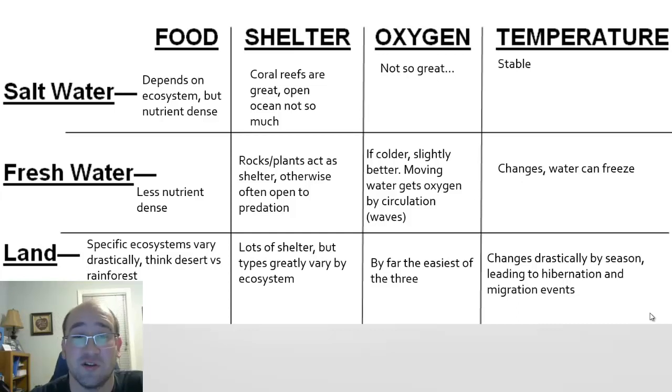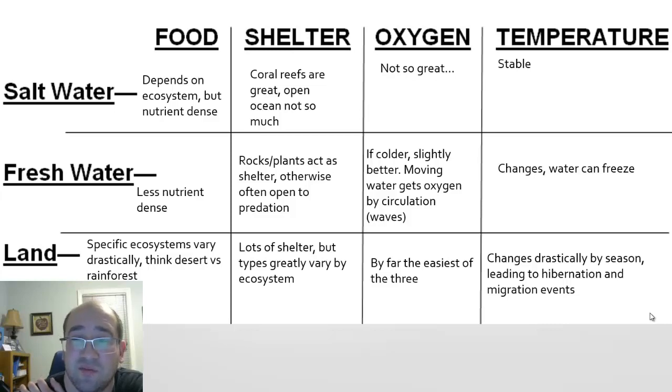Then you've got shelter. Saltwater is great, especially if you have coral reefs. And freshwater, there's less to protect you. So otherwise you're open to predation. You're going to get caught by something bigger than you. And it doesn't even have to live in the water. It could be like a bear or something. And then you've got land, which has lots of shelter, but again, it varies greatly.